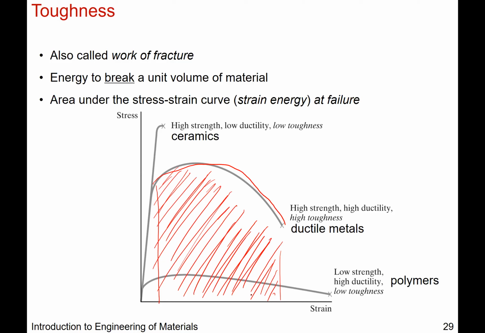And so you can see here the toughness of, let's say, ceramics, so the area under the curve for ceramics versus for ductile metals versus for polymers is obviously quite different. Right? So while ceramics have high strength, they have low ductility, and they also have low toughness because the area under the curve is not as big. That number is not as big as, let's say, metals.